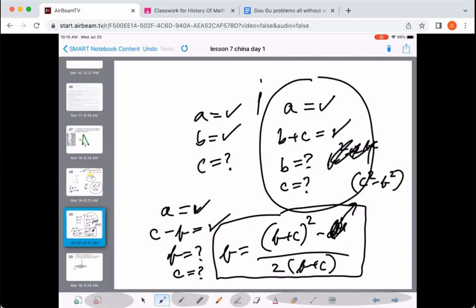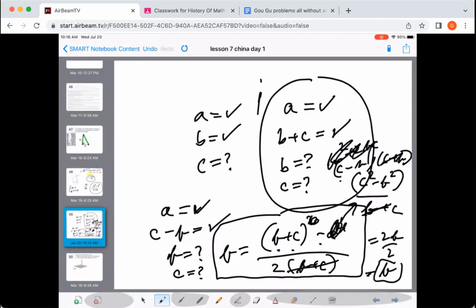Maybe I could do it that way. If I cancel out the B plus C with one of these, then the other one becomes a B plus C here. And then the C squared minus B squared can factor to C minus B, C plus B. Then the B plus C can cancel. And now I have B plus C minus C minus B, which becomes 2B over 2. Worked. That was fun. Little bit of algebra.